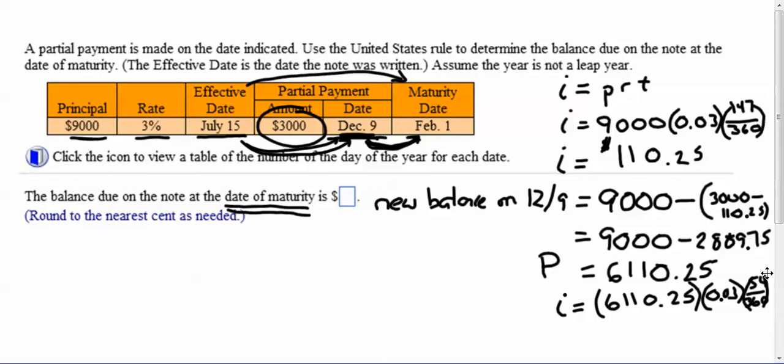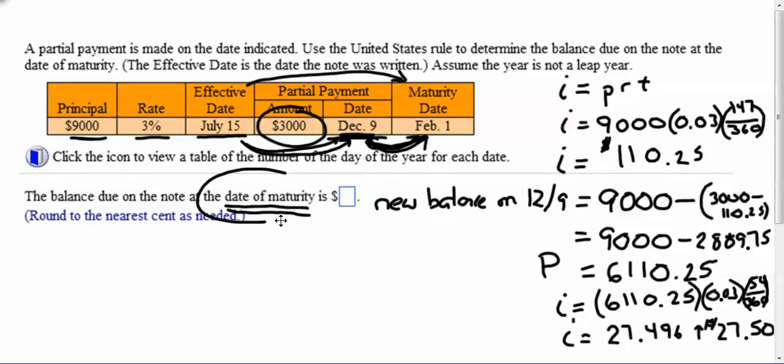So 54 divided by 360 is a decimal, 0.15, times that by 0.03, which is 0.0045, then times that by $6,110.25. So all I did is multiply those three numbers together, and we get the interest that's owed is $27.496. So 496, which means we have to round up to $27.50. Now that's just the interest from December 9th to February 1st.